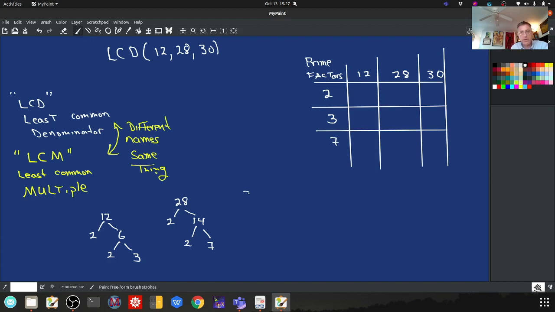And now let's do 30. 30 divided by 2 is 15. 15 divided by 3 is 5. So I got yet another prime factor, which is 5. And it doesn't matter which order. These don't have to go from smallest to largest. They can be there in any order. So now let's, again, just like we did before, circle at the end of our trees our prime factors.